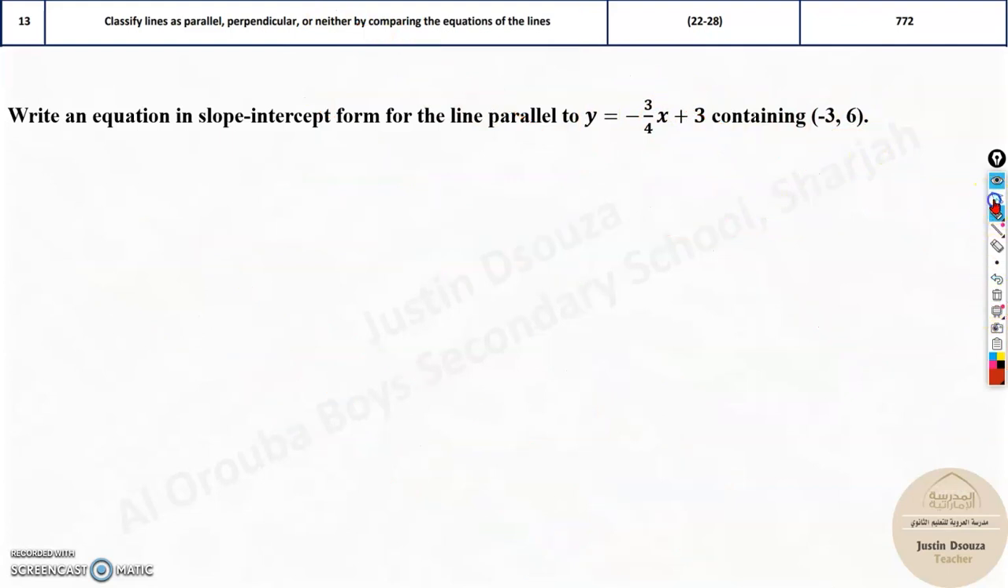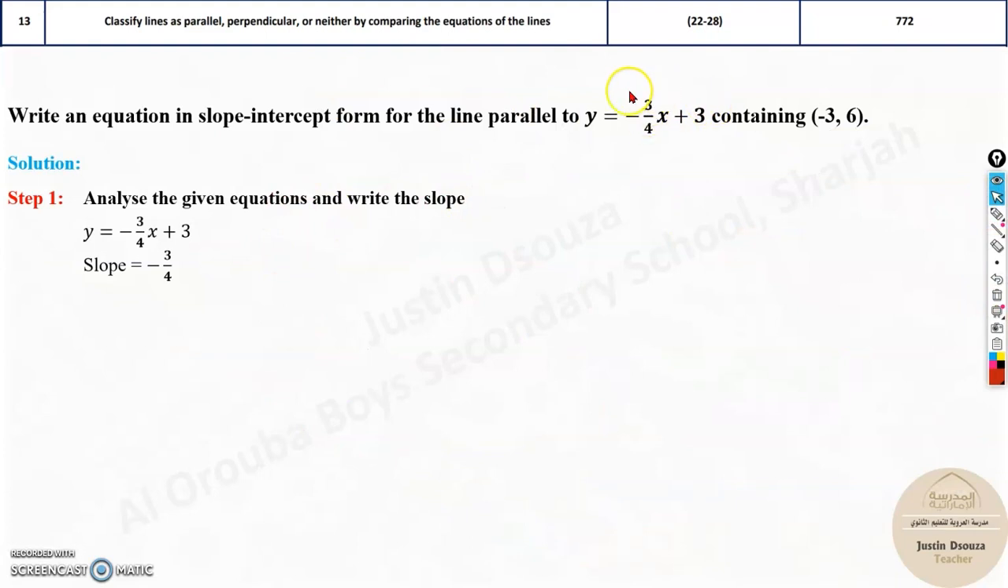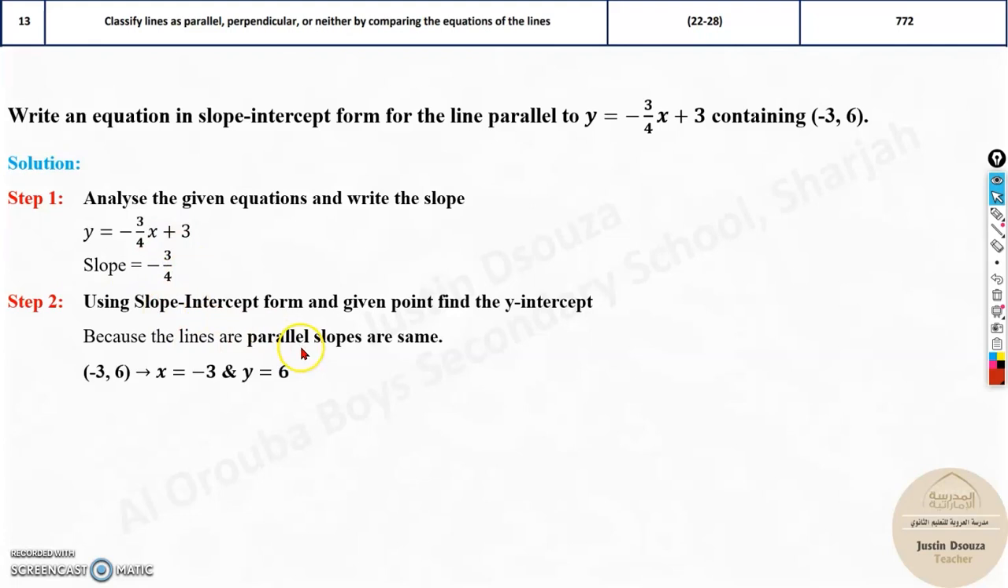So how do we do it? Just like what we have done a while ago. First, write the slope. Slope is the same for parallel lines. There is no change. The slope is -3/4. And then we need to use the slope intercept form to find the y-intercept value. We know the x and y value over here. x is -3, y is 6. Just substitute over here. 6 equals -3/4 times x plus b. Now b is unknown. Solve for b.